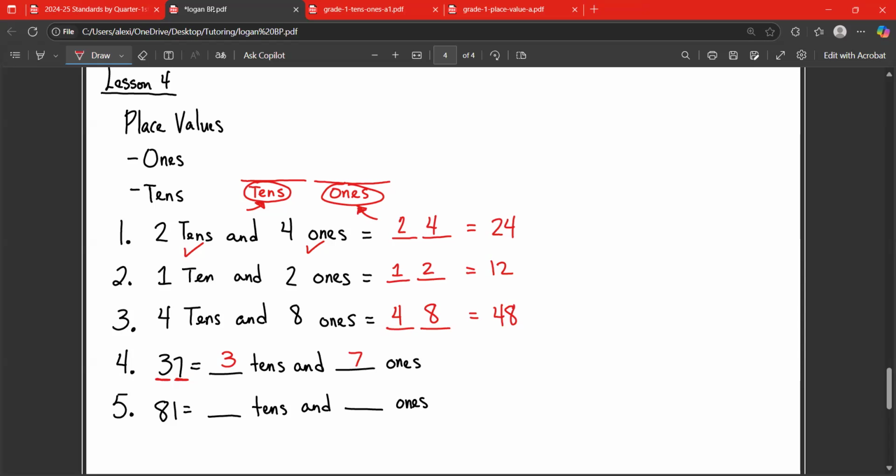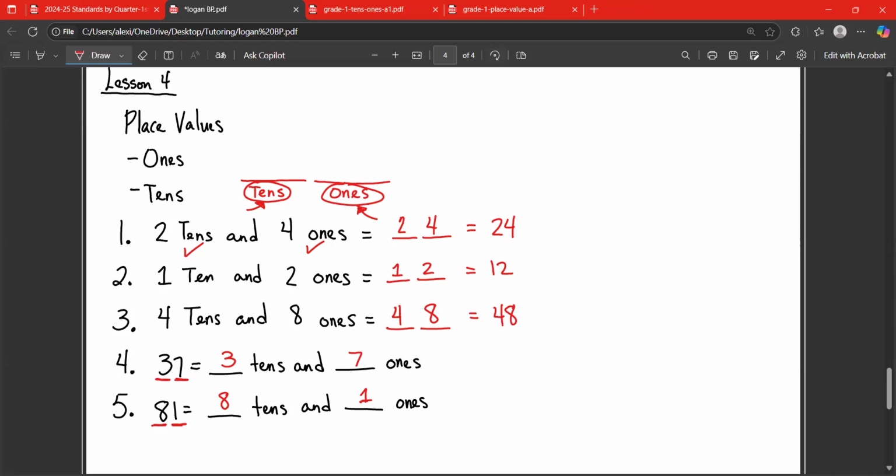All right, let's try number 5. Okay, 81. Let me draw my dashes again. Notice the 8 is on the left and the 1 is on the right. Well, what place value is on the left? The tens. So that means I have 8 tens. What place value is on the right? The ones. So that means I have 1 one. 81. Very good.